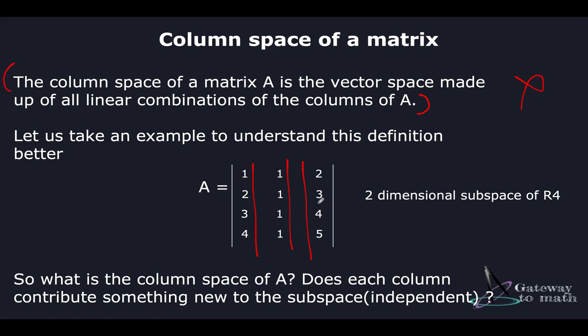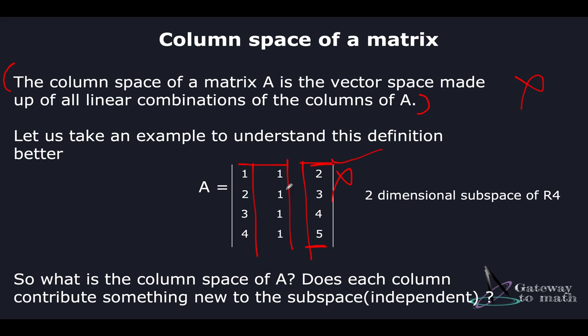But hey, wait. When you add the first column and the second column, you actually get the value of the third column. 1 plus 1 is 2, 2 plus 1 is 3, 3 plus 1 is 4, 4 plus 1 is 5. So this column is actually dependent on the addition of these two columns. It is not contributing anything to this matrix in itself, because it's just a redundant value obtained by adding the first two columns. So we can skip this column.